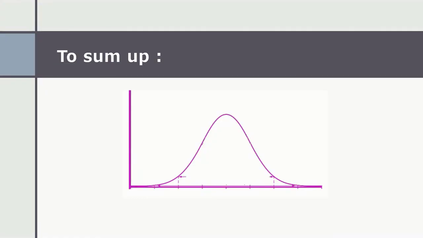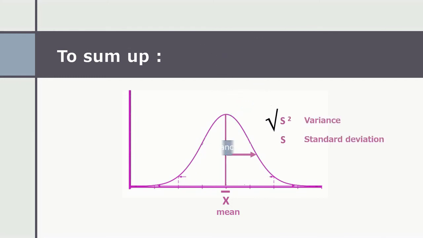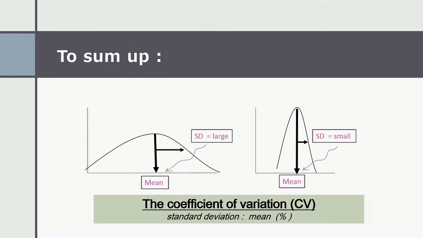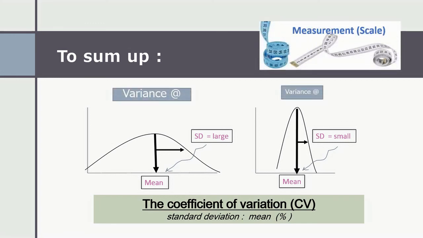To sum up this talk, the mean is one value to represent the group. The variation around the mean, we know it by the variance or the standard deviation. Standard deviation is the square root of the variance. How much spread? We have it in the form of a percentage. This is the coefficient of variation. Small coefficient of variation, data are around the mean. Large coefficient of variation, data are spread away from the mean.